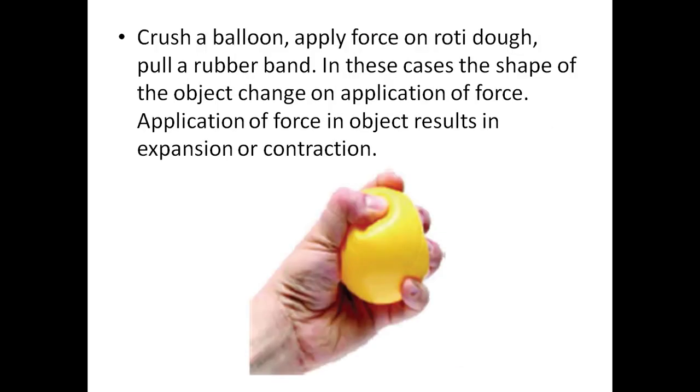Crush a balloon. Apply force to rotate it. Pull a rubber band. In these cases, the shape of the object changes on application of force. Application of force on an object results in expansion or contraction.